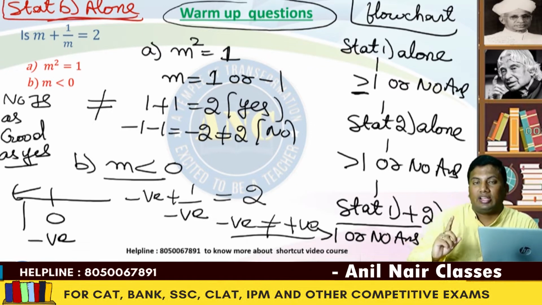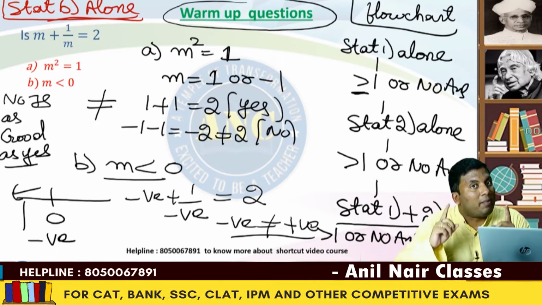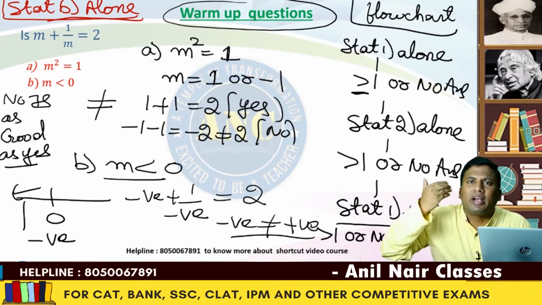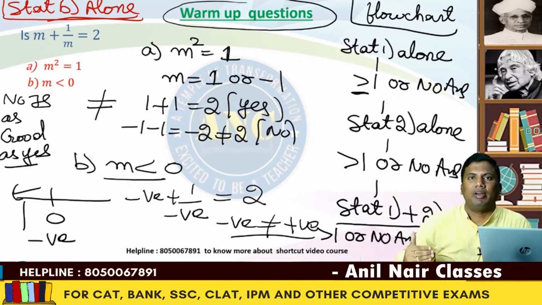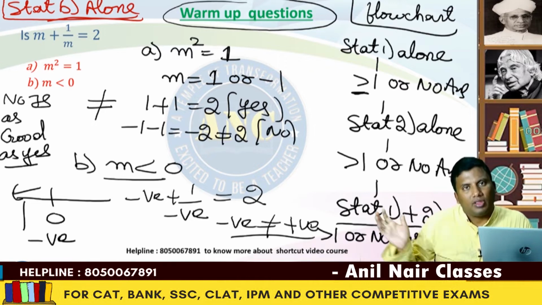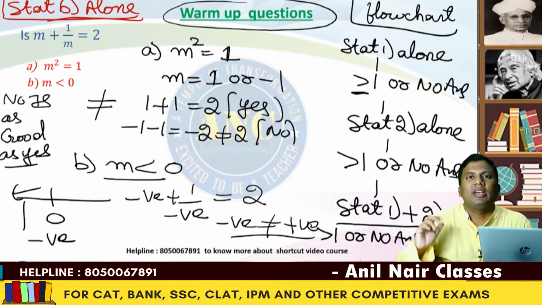The reason why I am asking you to write this in your notebook is because you do not know the fundamental flow chart, how to solve a data sufficiency question. You will combine both. M square equivalent to 1, m is 1 or minus 1, m is less than 0. You will combine both, m is minus 1. Then you will tick mark the answer statement 1 and 2 together.